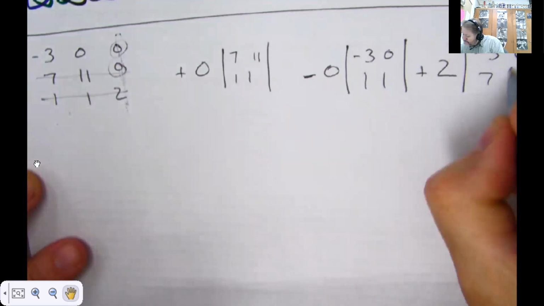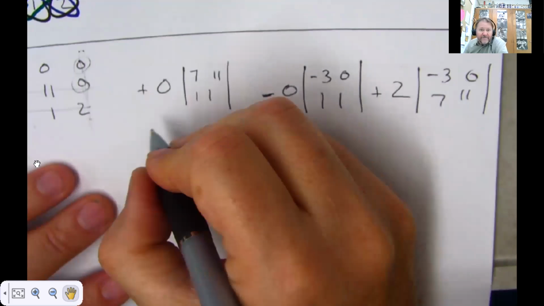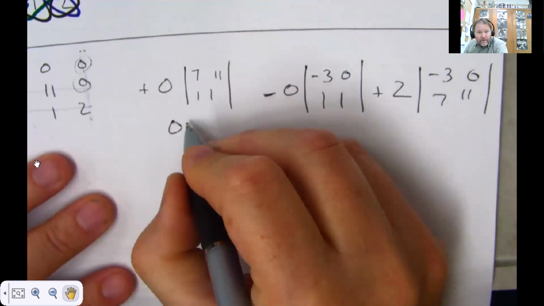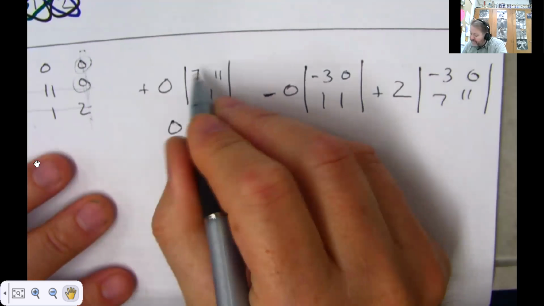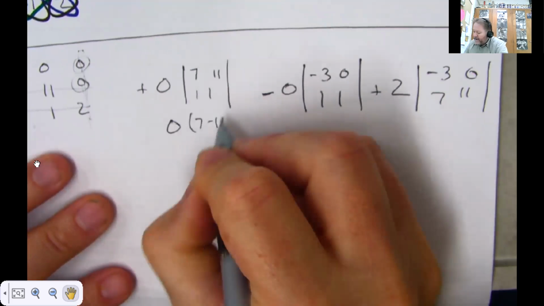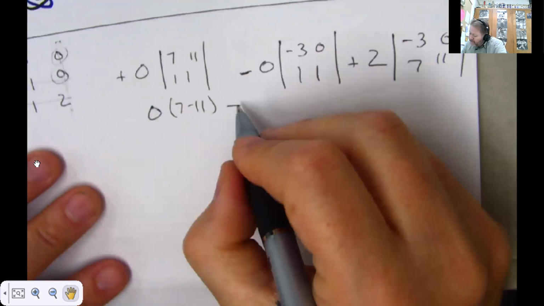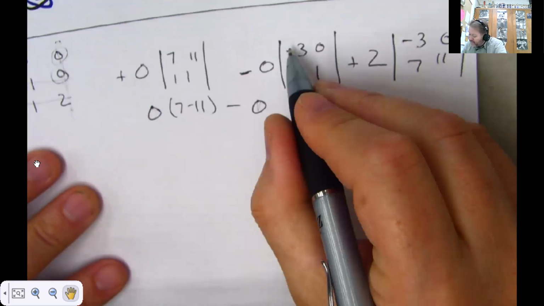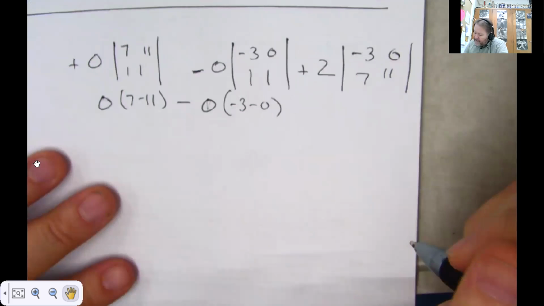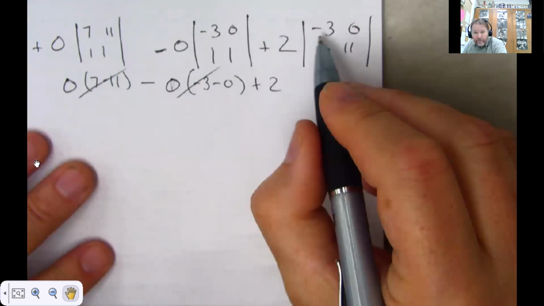All right. This is going to be 0 times, here, I'll do it. Even though 0 times anything is 0, we know that, let's get used to finding the determinant of a 2 by 2. It's going to be 7 minus 11. But we don't care, because that's negative 4, and 0 times negative 4 is going to be 0. This is going to be 0 times negative 3 minus 0. That's how you find the determinant of a 2 by 2. We know those are zeros. And this is going to be 2 times negative 33 minus 0.